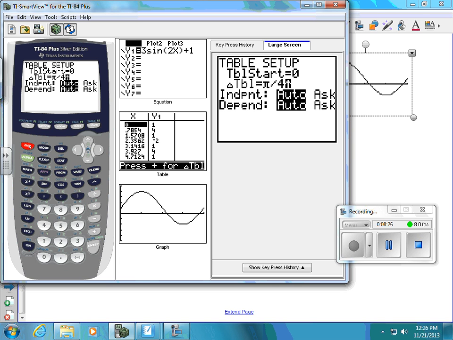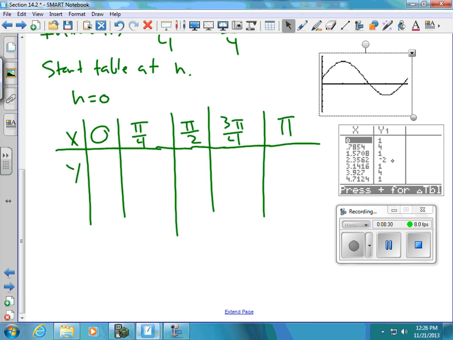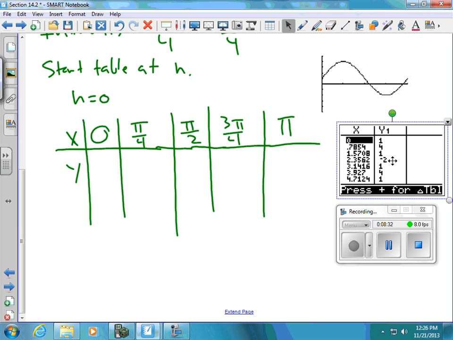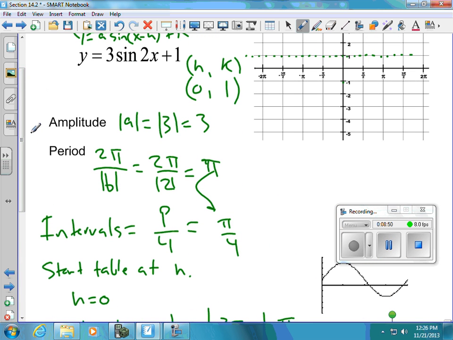So now when I go to my table, it's going to start me at 0, and it's going to give me all the outputs I need. 0 output is 1, pi over 4, which if you do your calculator is 0.7854 as a decimal, up to 4, back down to 1, down to -2, back up to 1. And the process would keep repeating if we wanted to.